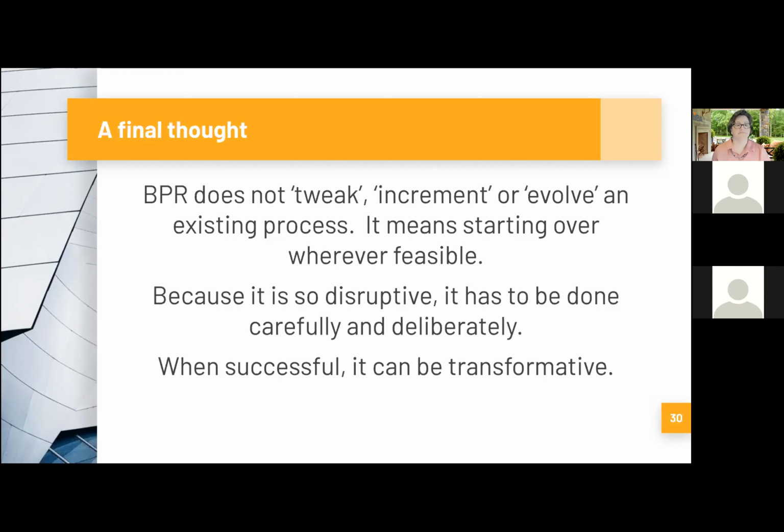That final thought. A BPR doesn't tweak. It's not about incrementing. It's not about evolving. It's starting over wherever it makes sense to start over. And because it's that disruptive, it has to be done very carefully and with a whole lot of buy-in from a whole lot of levels. But when it's successful, it can be transformative.